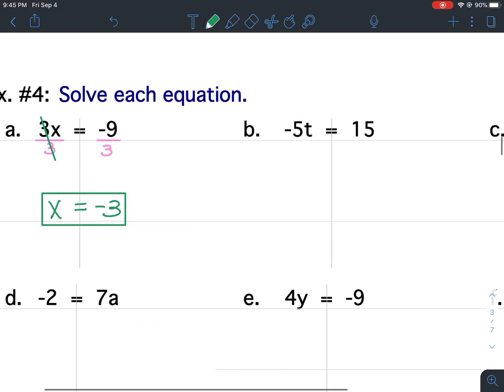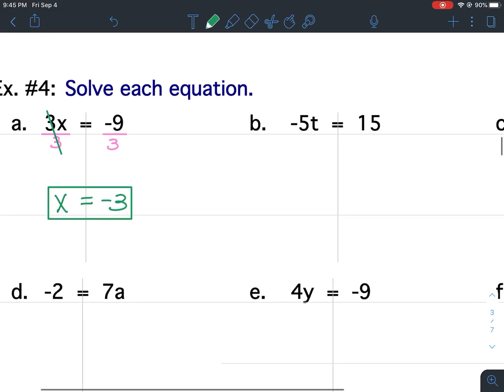For B, to isolate the t, I need to get rid of the negative 5. So I'm going to divide both sides by negative 5. Now be careful with this. A lot of times students want to take the opposite sign. You only use the opposite sign in addition and subtraction, because addition means positive and subtraction means negative.